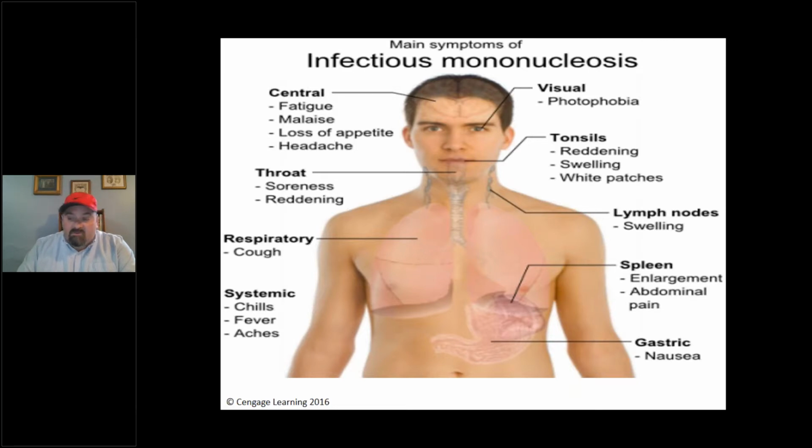And you know what? Know that you can live without a spleen. So it's not necessary. Okay. You're not going to die as a result of having to have your spleen removed. You don't need a spleen transplant. So just know that. But yeah, you can see all these different symptoms as a result of that Epstein-Barr virus.